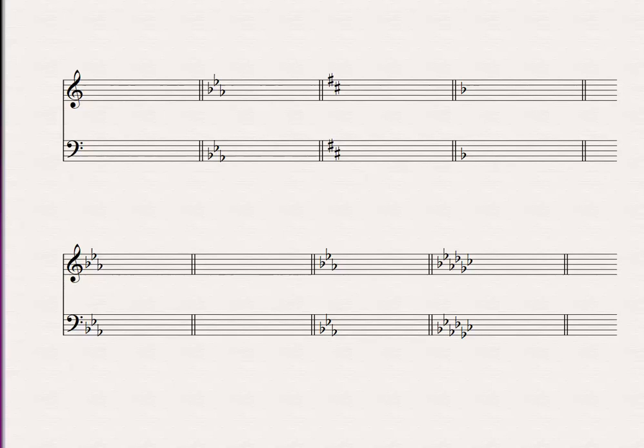Hey everyone, in this video we're going to talk about minor key signatures. There are two terms you really need to know when you're talking about minor key signatures. One is relative minor and the other one is parallel minor. Parallel minor means that two keys share the same tonic but not the same key signature.